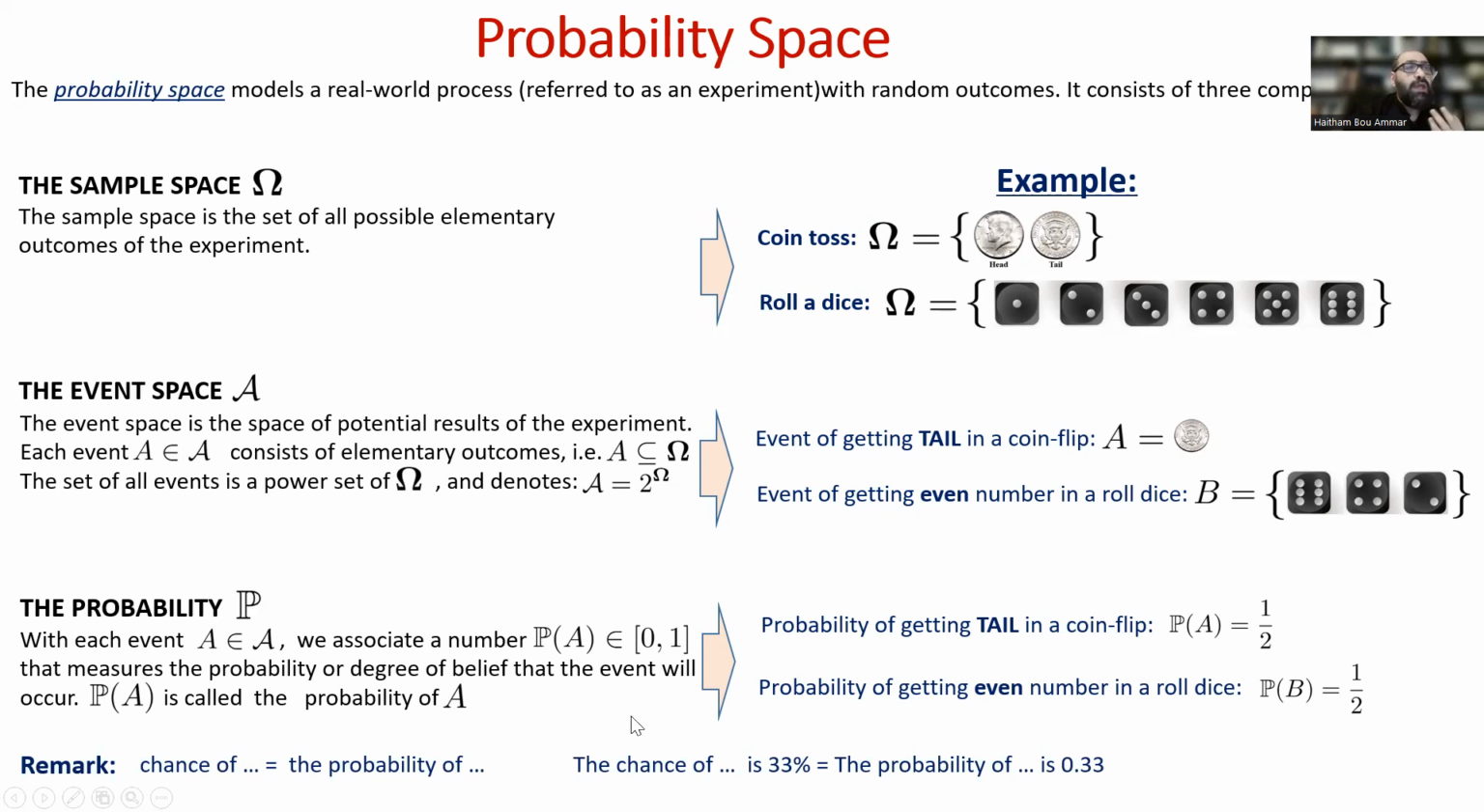Now, another way of saying those things, I'm sure you've heard it a lot. When we say the chance of this event to happen, it's the same as saying the probability of this event to happen. So if the chance of whatever is 33%, that's the same as saying that the probability is 0.33 for that event to happen. So how do you get here? You just divide by 100.